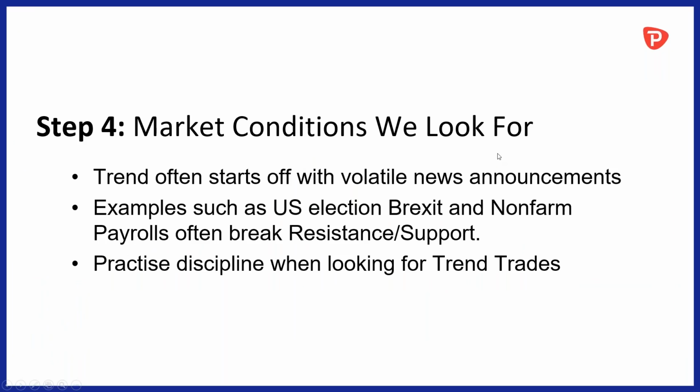So of course, examples such as the US election, when Trump got elected, there was some massive volatility in the markets. Again, resistances and supports were broken, and it created a trend that lasted quite a few months after that. So these massive bits of election news can break key support resistances, break past 200 moving averages, and then start that trend that we're looking for.